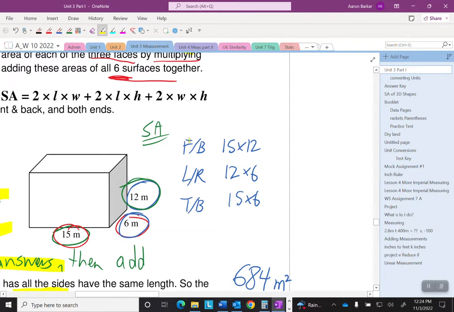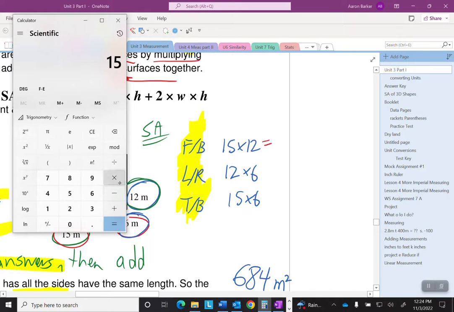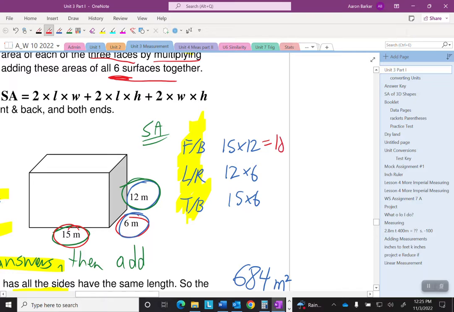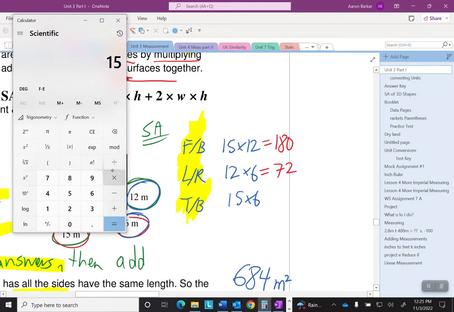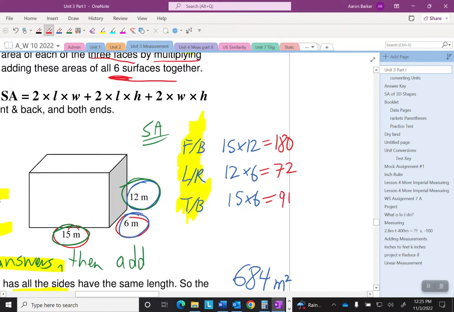Now, I'll be honest with you. A lot of times I don't write down this stuff that I just highlighted. I just write down the multiplications. Okay? And so 15 times 12, I'd go to the old thing called a calculator because Mr. Barker's not as smart as he should be. 15 times 12, that's 180. 12 times 6, I'm going to guess 72. And 15 times 6, I won't guess. I'll use my calculator as well. 90. Okay. Then I'll add them all up.